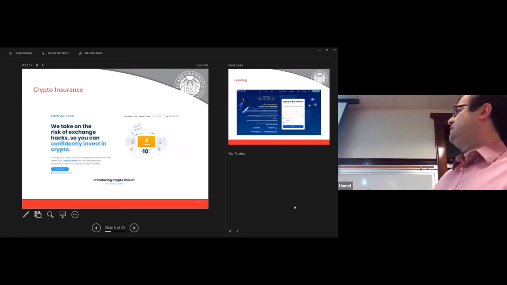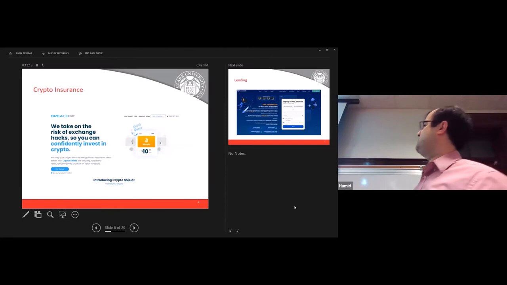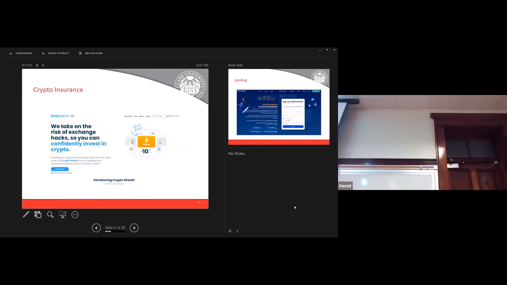Okay, I put some of the interesting companies, for example, Bridge. Look at what they put on the website. They don't sponsor me and I don't have any account or collaboration with them. I just got this from their website. "Insuring your crypto from exchange hacks has never been easier with crypto ship. Only regulated and insurance-backed product for retail investors." So right now, some exchange companies are good at protecting your money against hacks, but also you can pay this company to have insurance for your wallets.